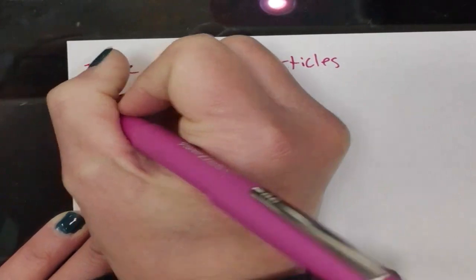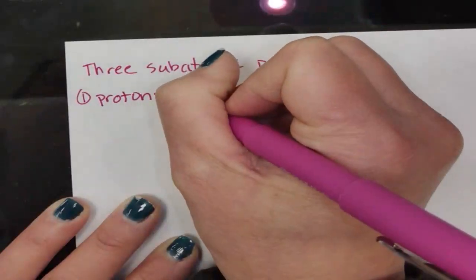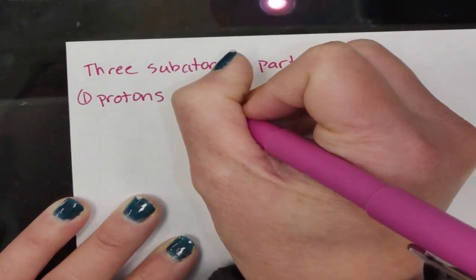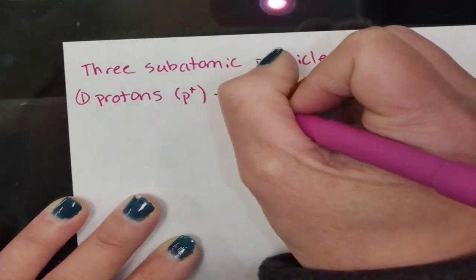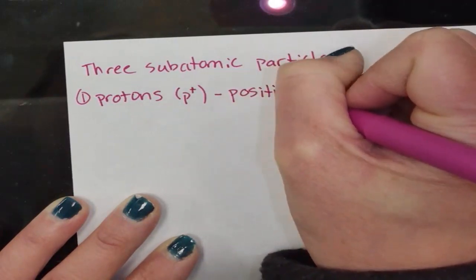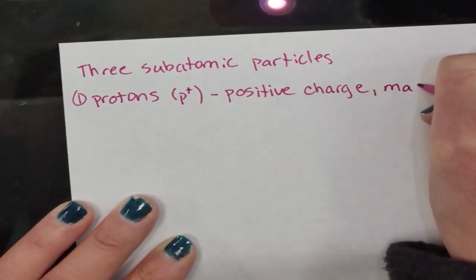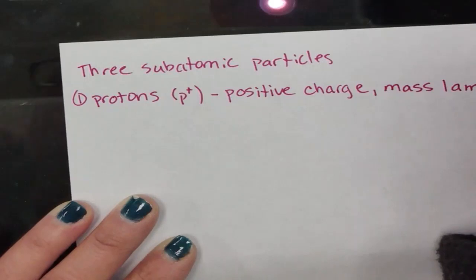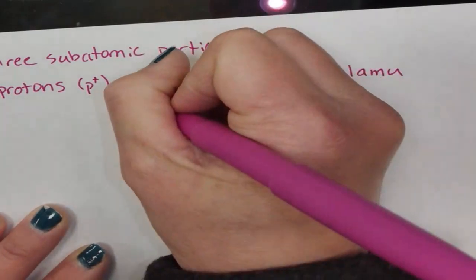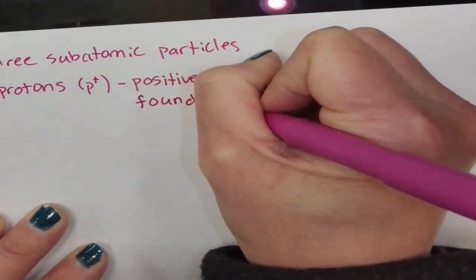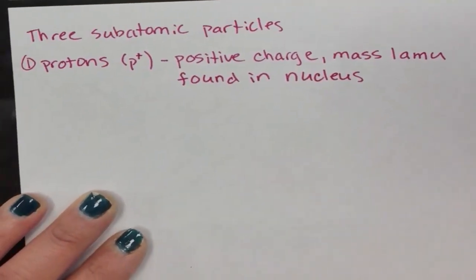The protons, which we often abbreviate with a P or sometimes a P with a superscript positive. Protons are positively charged. They have a mass of 1 AMU, atomic mass unit, and they are found in the nucleus of the atom. And we're going to talk about what that means and what that looks like here in a few minutes.